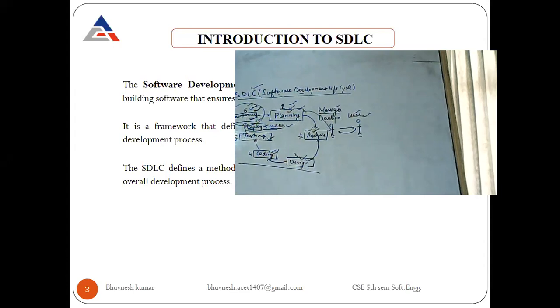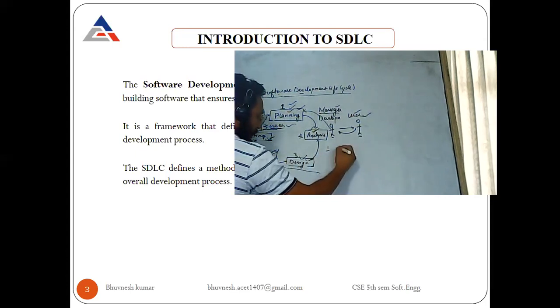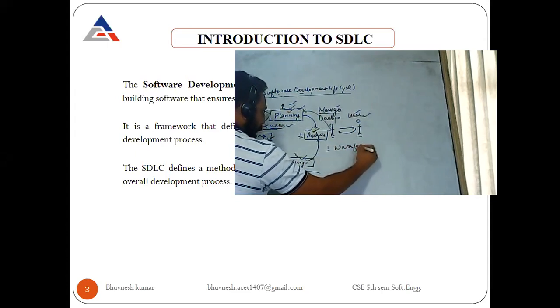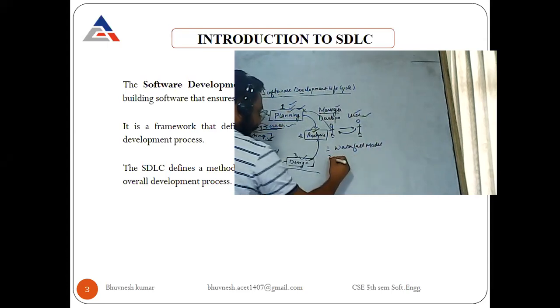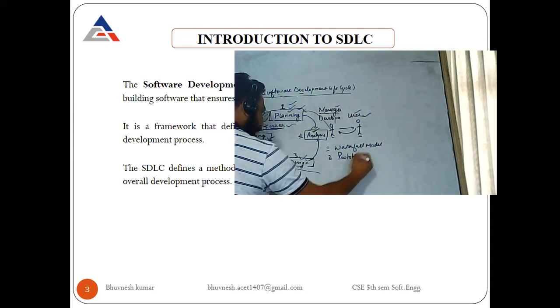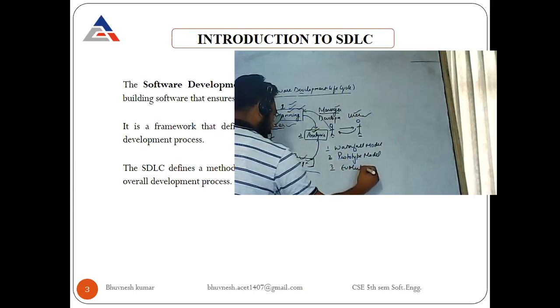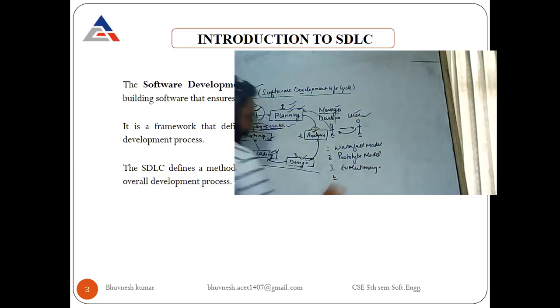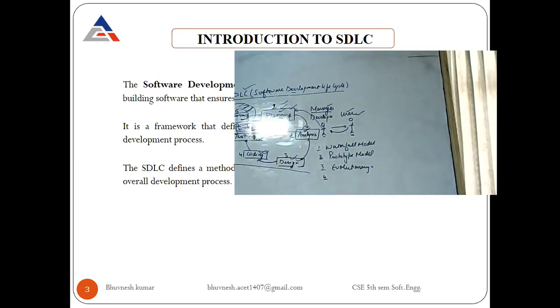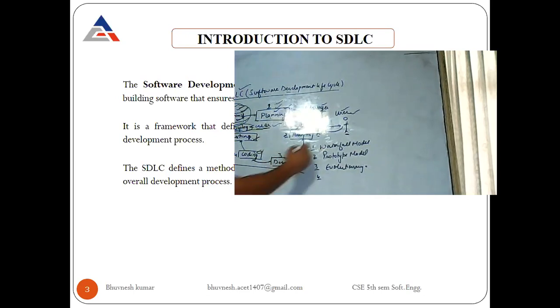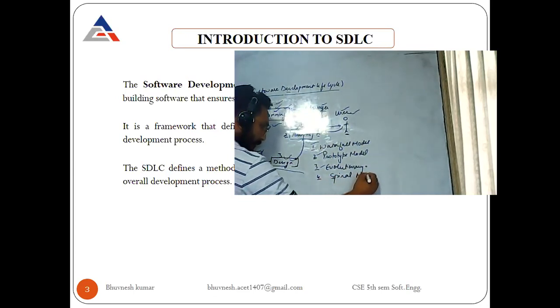And all these phases are used in the SDLC models. That model we will study. The common models are: first one is the waterfall model, then the prototype model, then the evolutionary model, and next is the spiral model. These are the common models. According to these models, we will develop our software. We will use any one of these models.